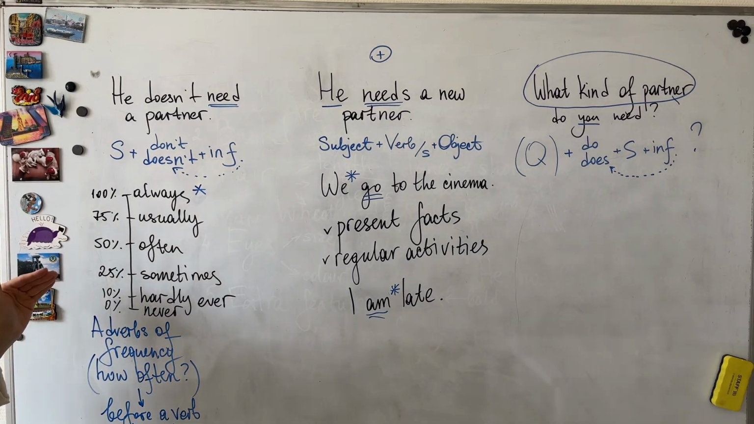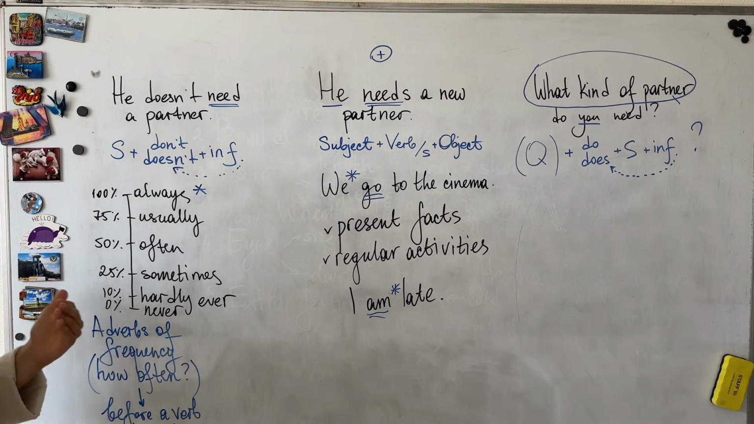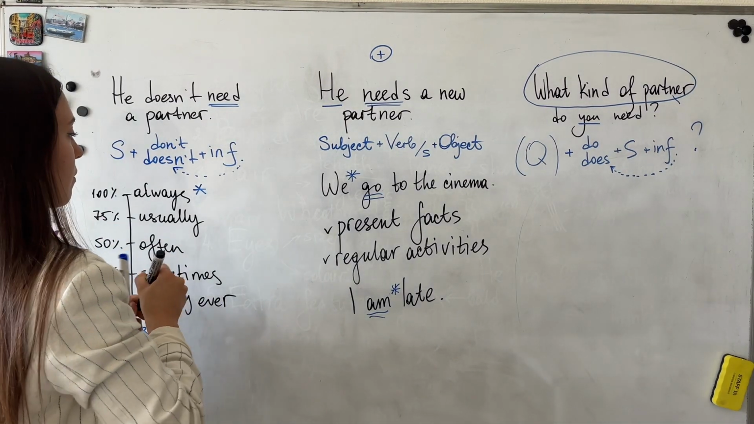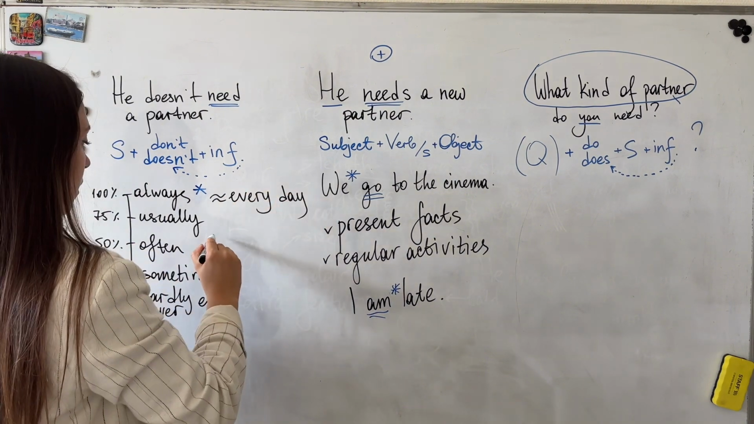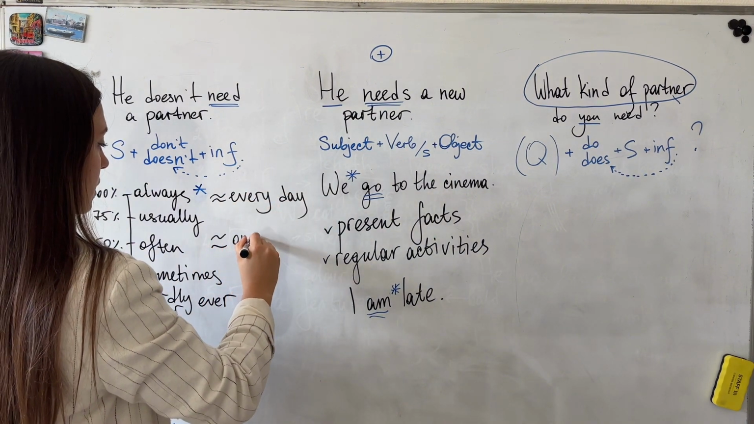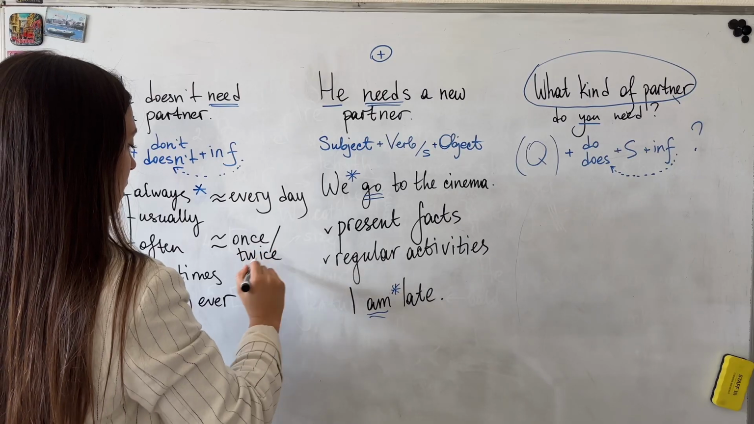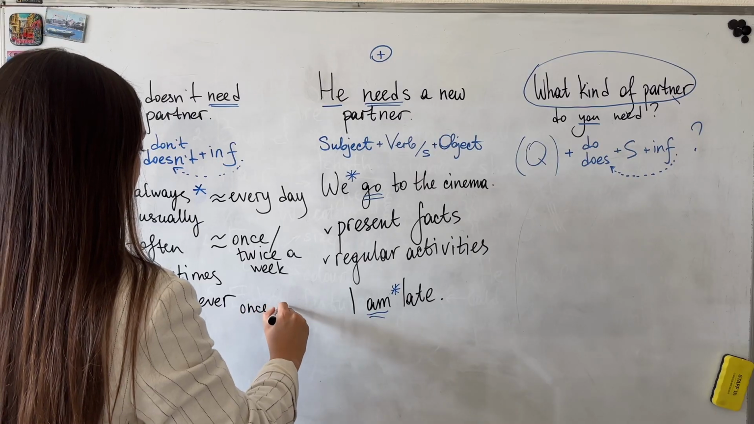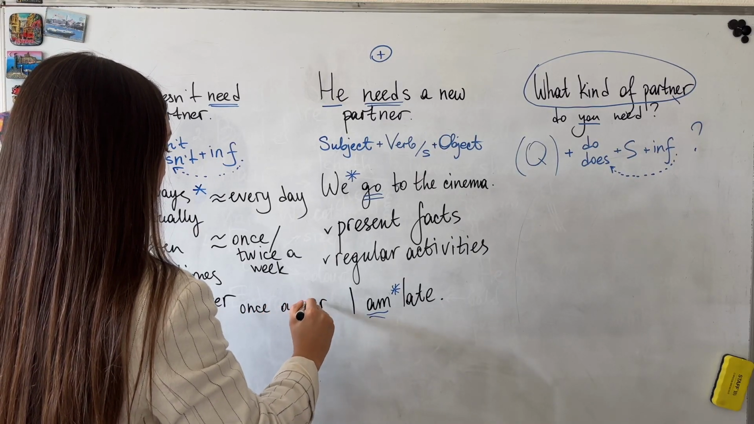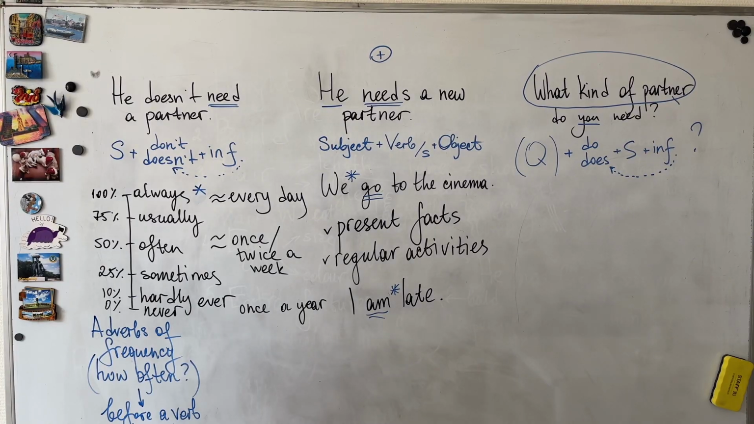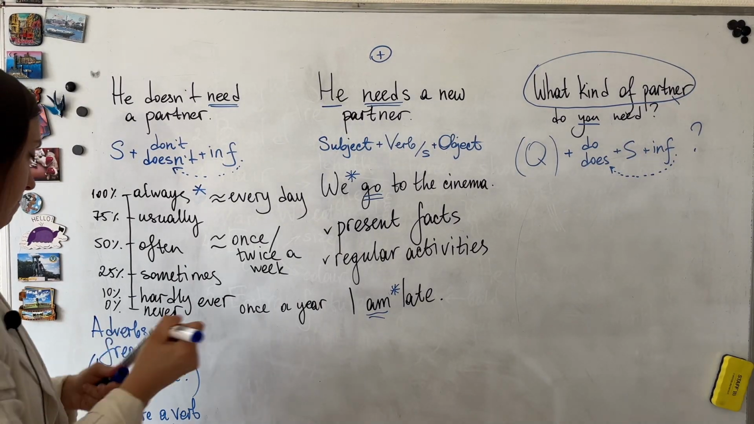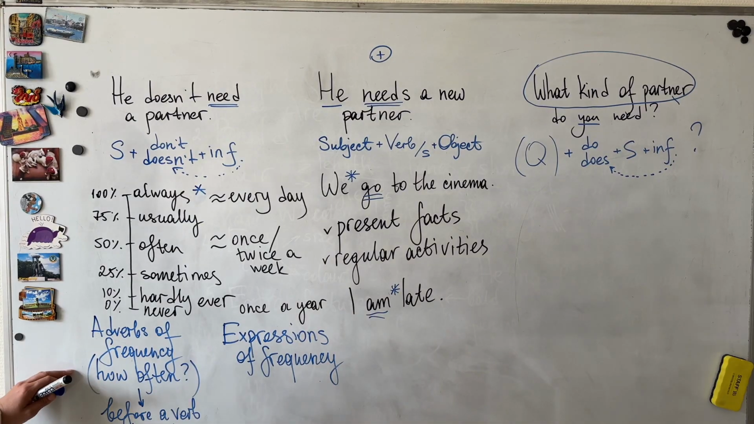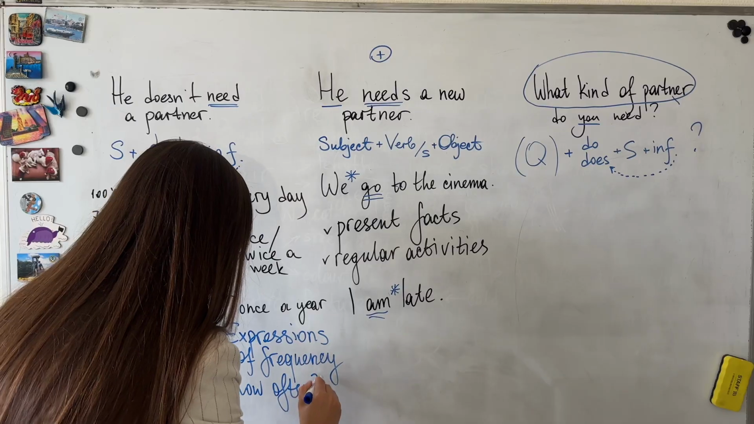Great. We have other words to show how often we do it. If I always do it, I do it every day. Also, I can do it like once or twice a week, maybe once a year. What do we call these words? We will call them expressions of frequency. Which question do they answer? Again, how often?